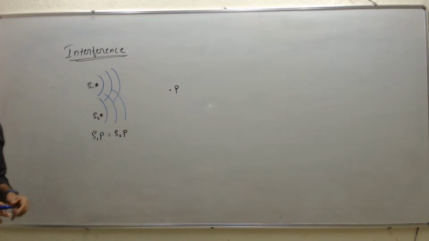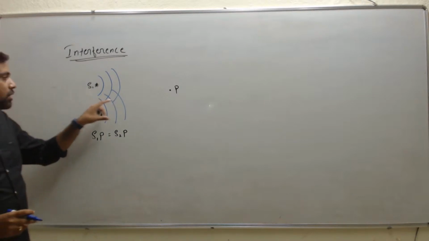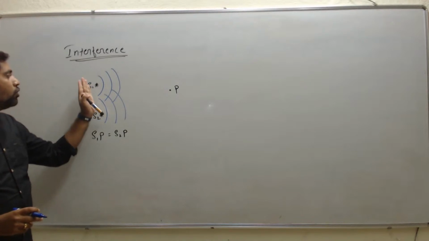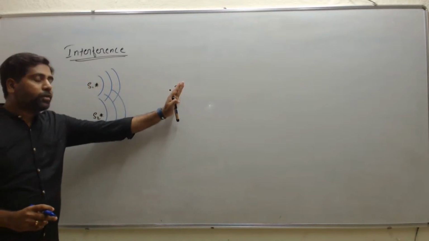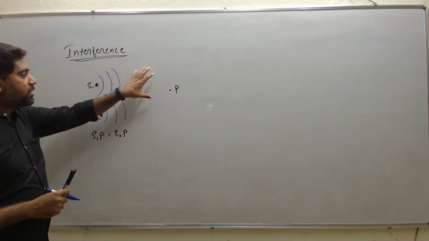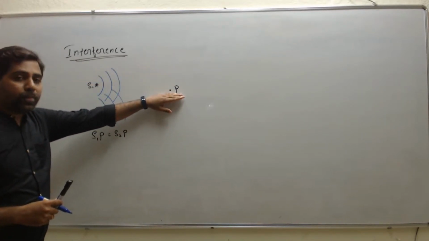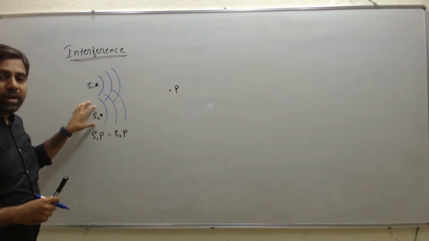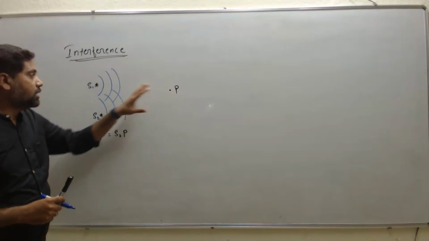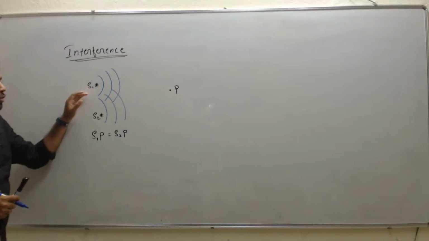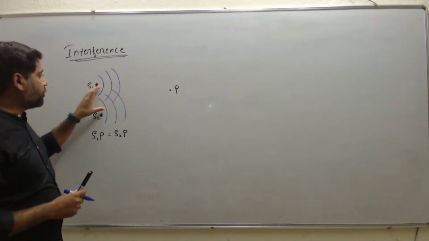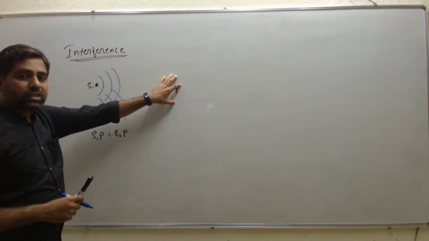Like this. So these two sources are at the same distance from point P, then the time taken to reach these wavefronts at point P is same. So from source S1 the wavefronts take 5 seconds to reach the point P, and the wavefronts from S2 also take 5 seconds to reach the point P. That is, the time taken from these two sources is same. That is, the wavefronts to reach the point are the same.